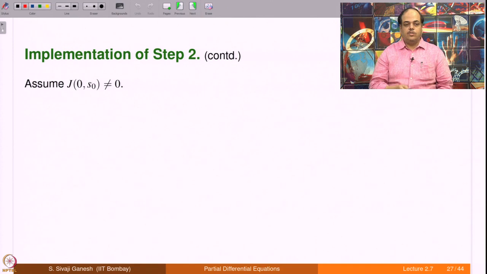So assume that the Jacobian is not 0 at the point s0. Even if the Jacobian is not 0 for all s in I, that is, J of 0, s is not 0 for all s in I, it is not going to be useful, because the only way you apply the inverse function theorem is at a point s equal to s0. So I am assuming that at a point it is non-zero.